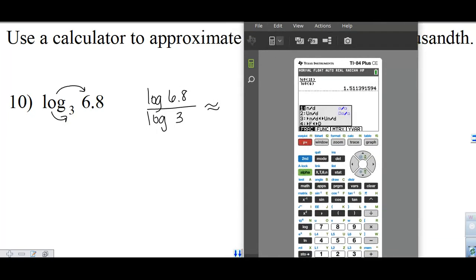Alpha y equals enter will give me that fraction bar, log 6.8 divided by log 3. 1.745.